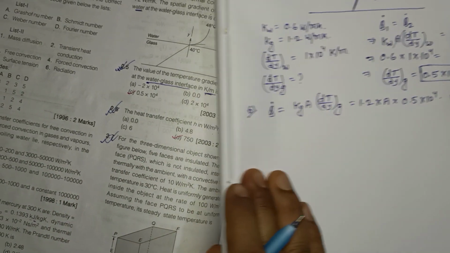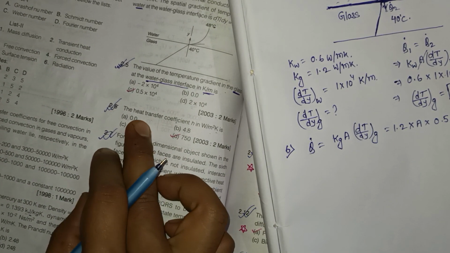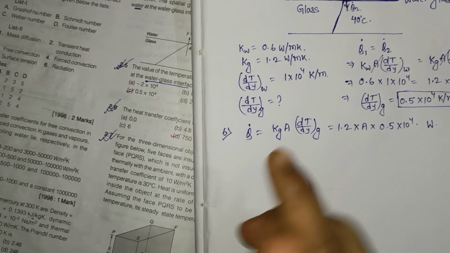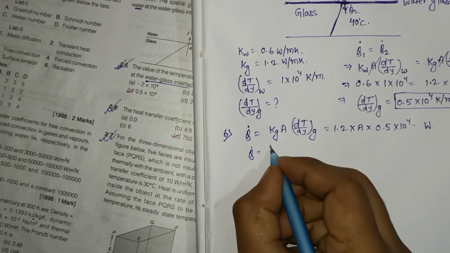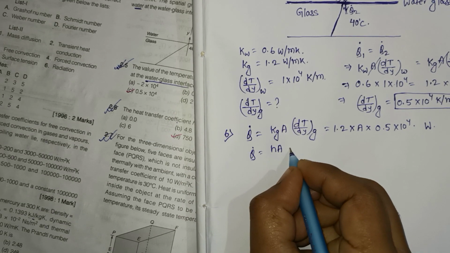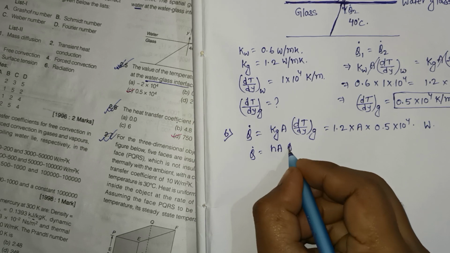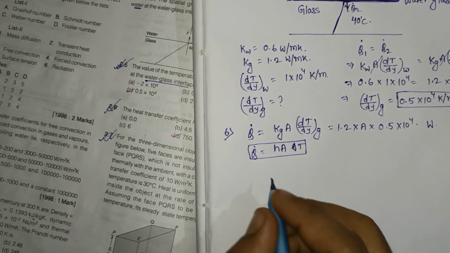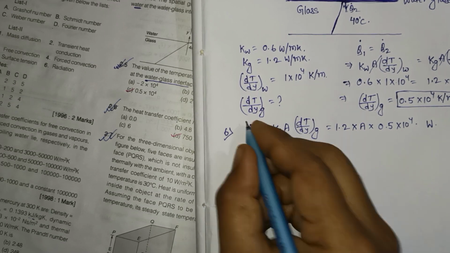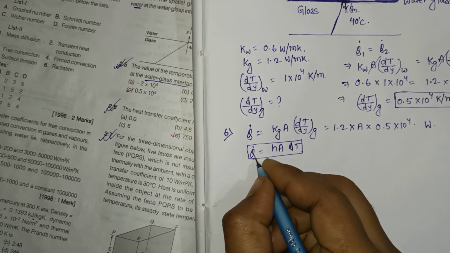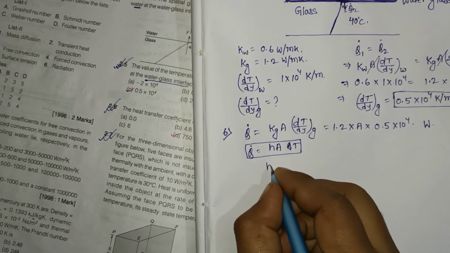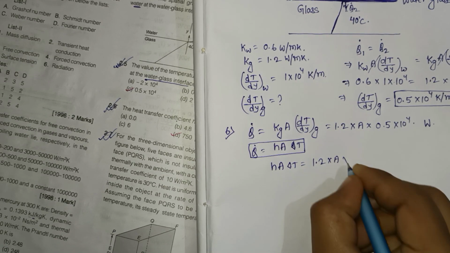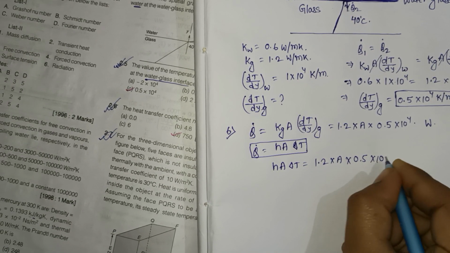Now there is heat transfer by convection also. So if you apply Newton's law of cooling, what is Newton's law? That is Q dot equal to H A delta T. This is the Newton law of cooling, used for convection. Okay, so if you equate this Q dot and this Q dot, then H A delta T is equal to 1.2 into area into 0.5 into 10 to the power 4.